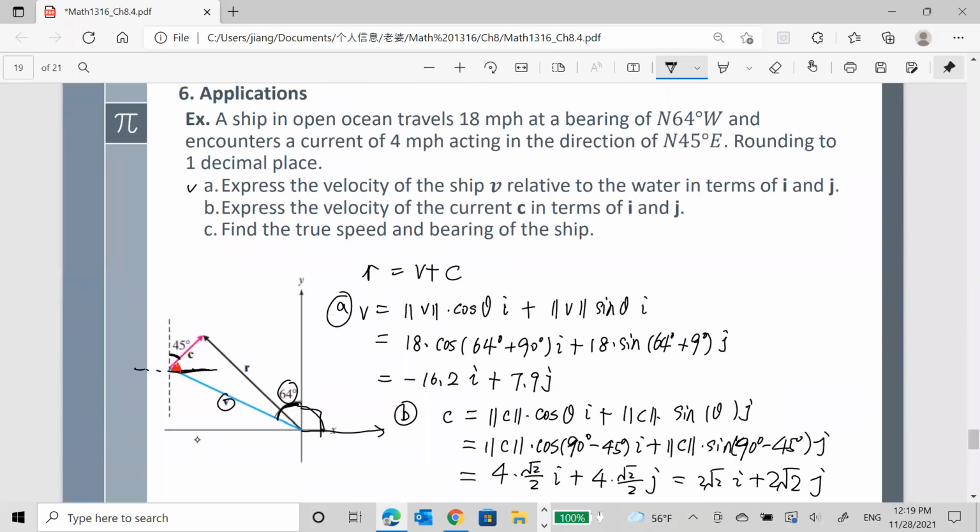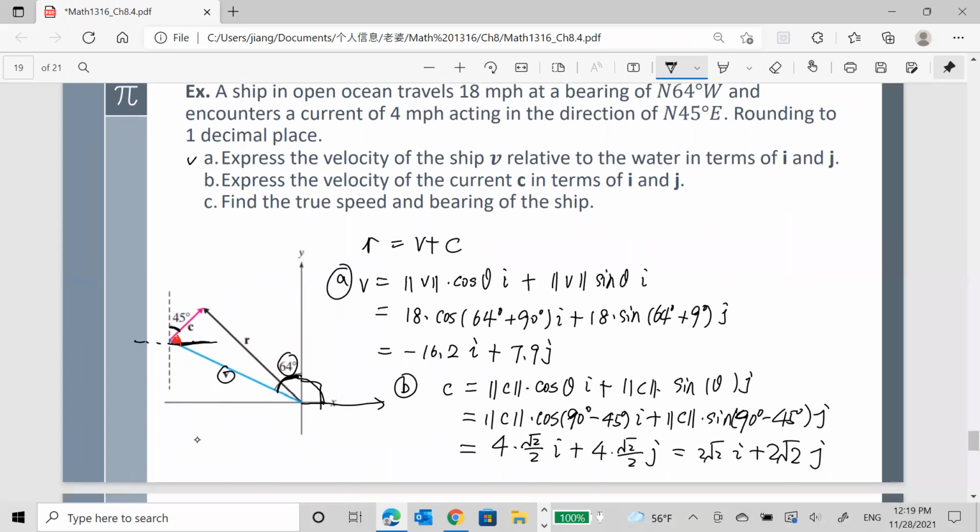How about part C? I have no space. Let's read the question. What are we looking for in part C? Find the true speed and the bearing of the ship. We are looking for the magnitude of r and the bearing.